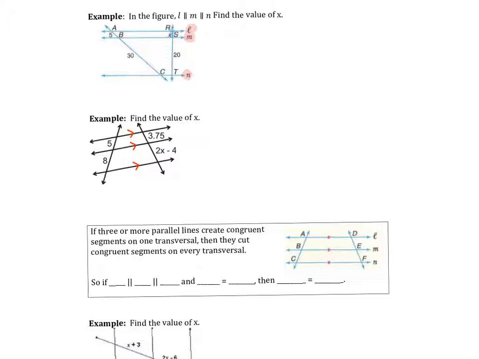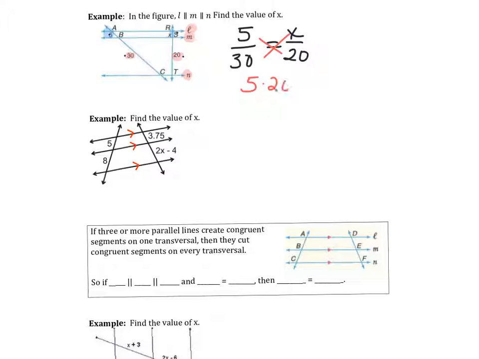So I see I've got a 5 that corresponds with that x for the transversals being cut, and then I've got 30 and 20. So I'm going to go ahead and set up my proportions. I'm going to say 5 over 30 equals x over 20. Again, that's this part over this part is equal to that x over 20. Again, we knew they were parallel, so we know they're proportionate.